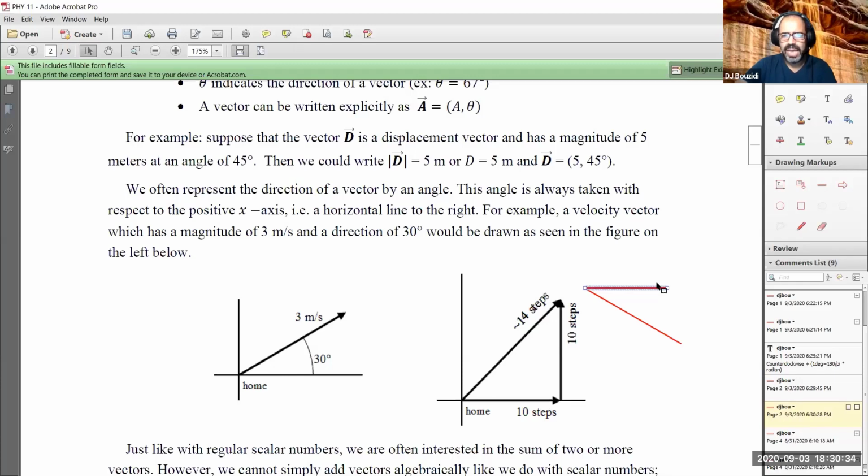Vector does not care where you start from or where you end. What it cares for is just magnitude and length. That's why if I take this vector and put it anywhere, I did not change it. It's still the same vector.